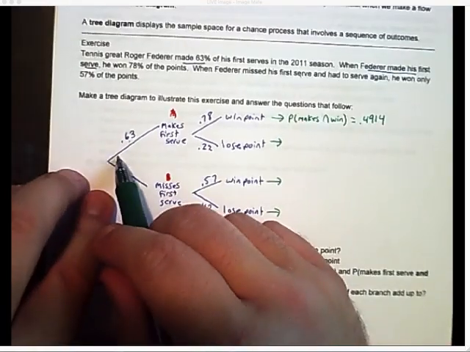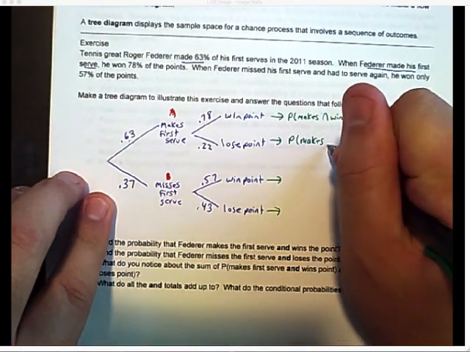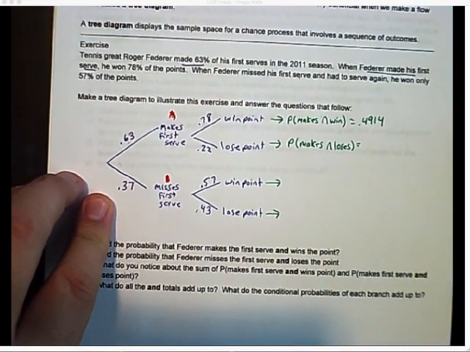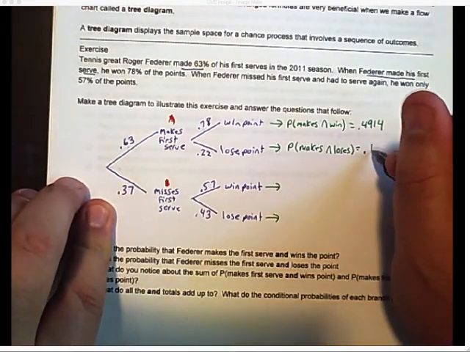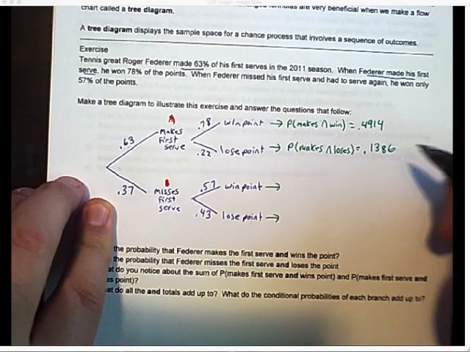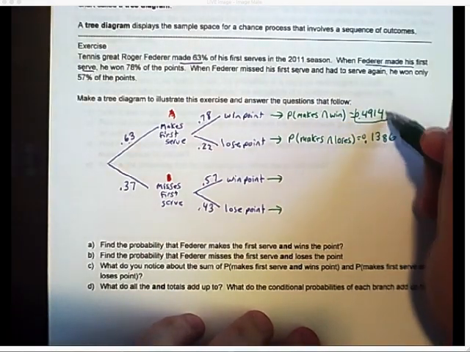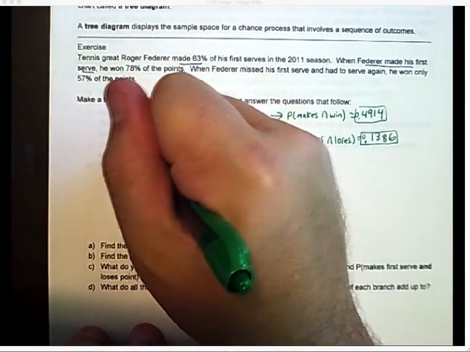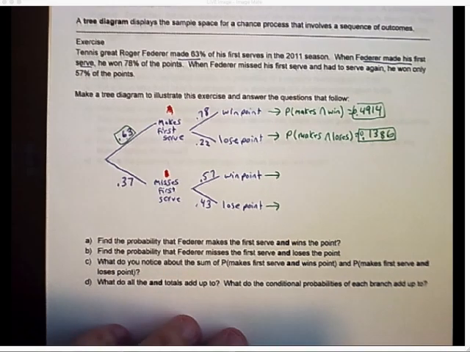What does this branch represent? This is the probability that he makes the first serve and loses the point. So let's multiply those. 0.63 times 0.22. That's 0.1386. What you will notice is that these two values, if I were to add those two numbers together, they're going to add up to that.